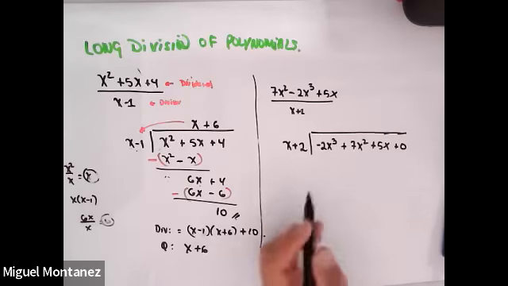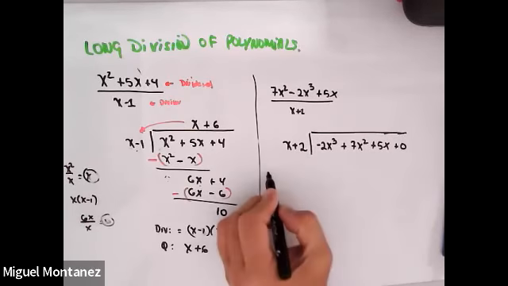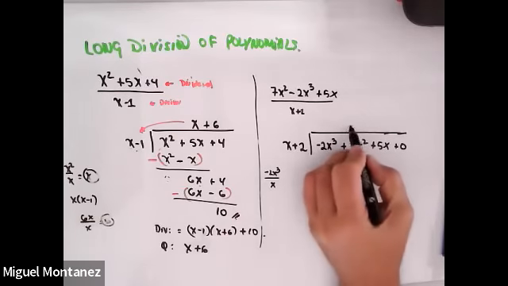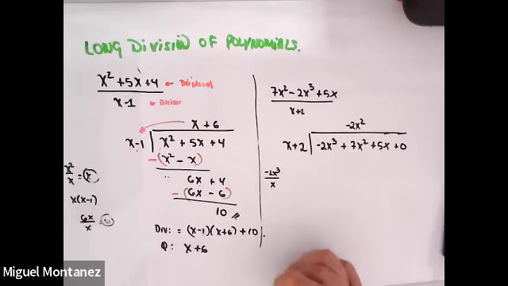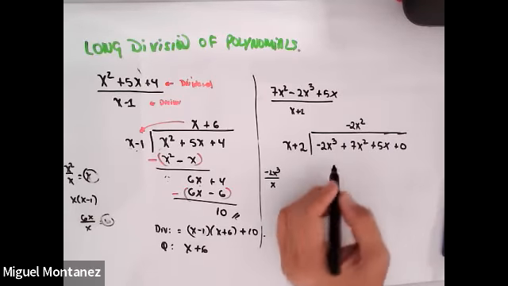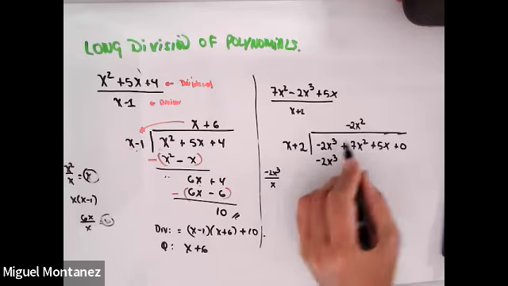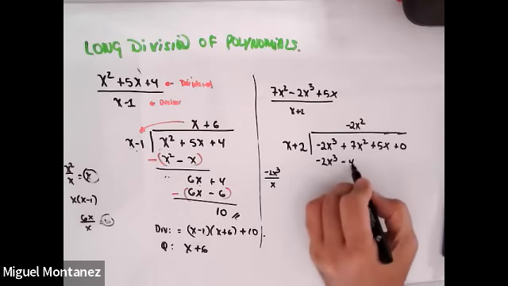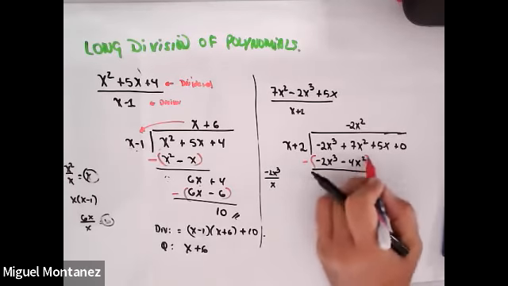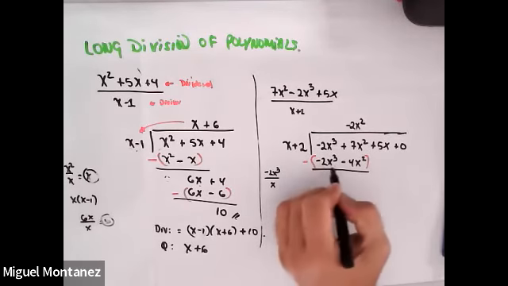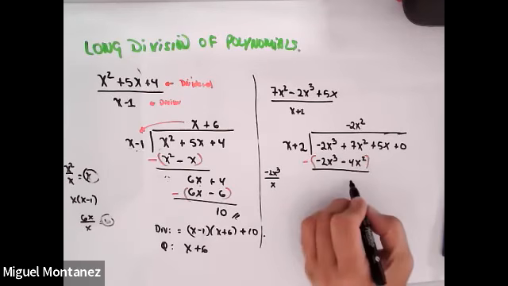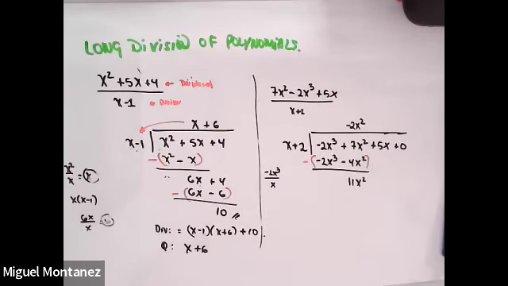Okay, let's go ahead and start. Lead term negative 2x cubed, divided by the lead term x, this over that will be negative 2x squared. We proceed to multiply. Negative 2x squared times x is negative 2x cubed. Negative 2 times 2 is minus 4x squared. And now we subtract. Negative 2x cubed minus negative 2x cubed is 0. 7 minus minus 4 is 7 plus 4, that is 11x squared.